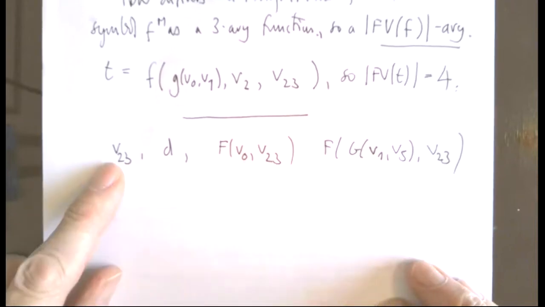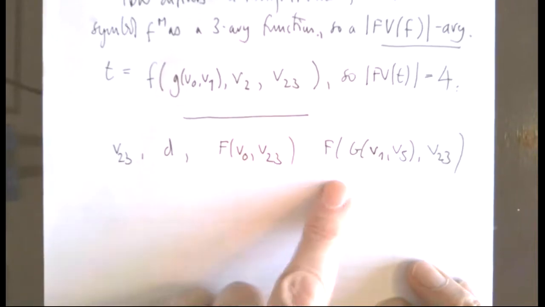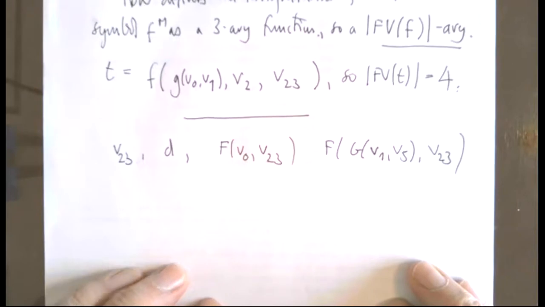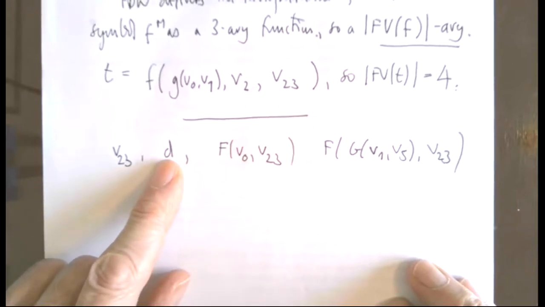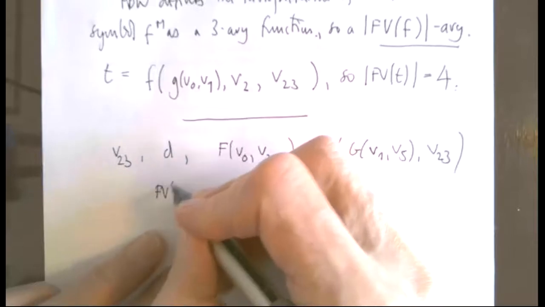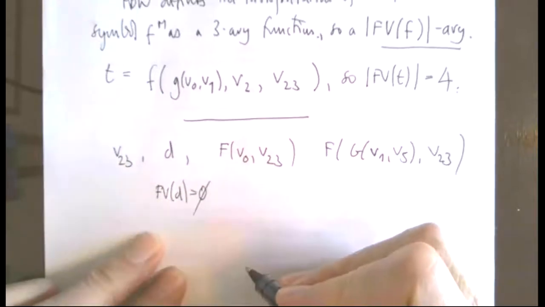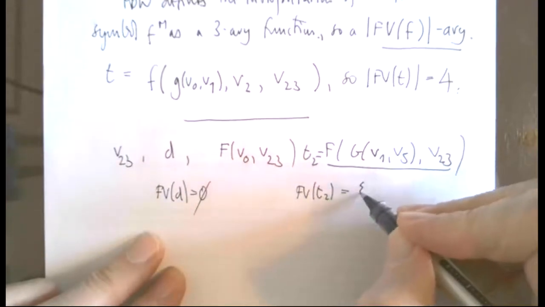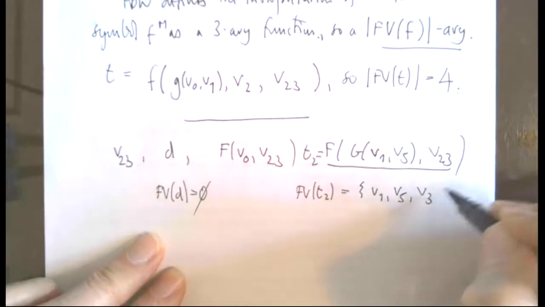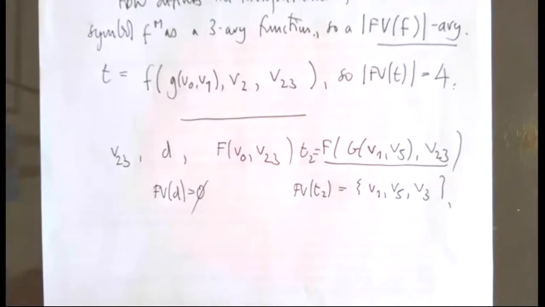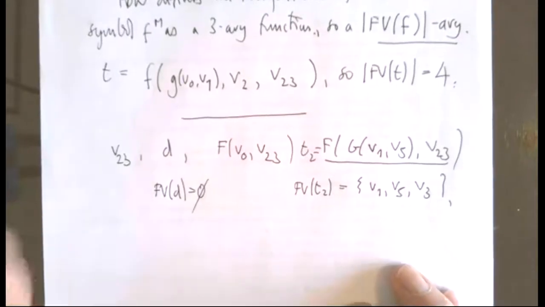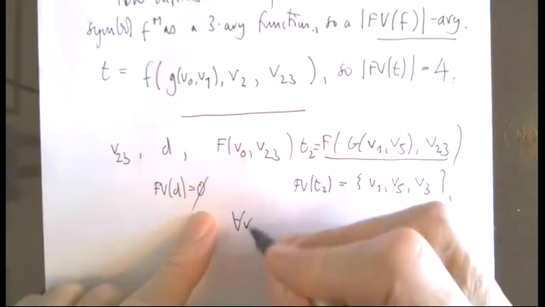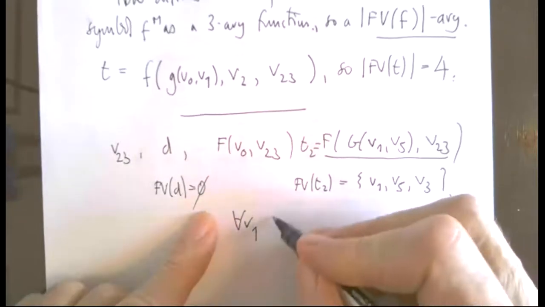So the free variables of a term literally just is, you just count up how many different variables appear, right? In a constant term, there are no free variables, right? So the free variables of D is 0, is the empty set, right? And the free variables of this one is just V1, V5, V3. Right? So the only time a variable becomes unfree is when you've got a formula and you've got something like this.